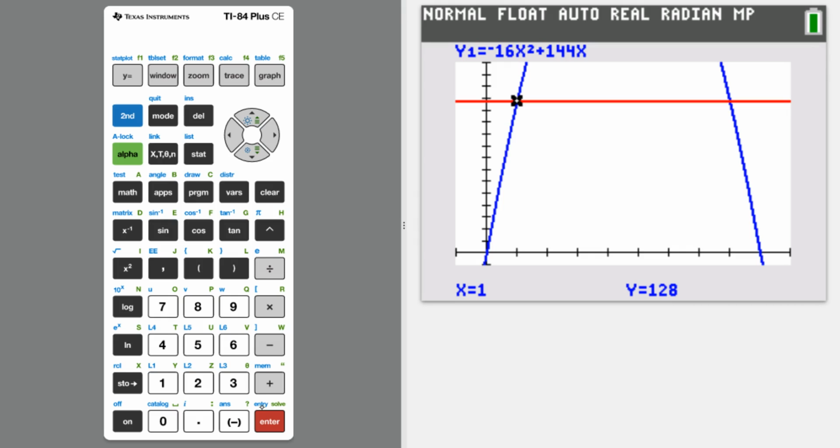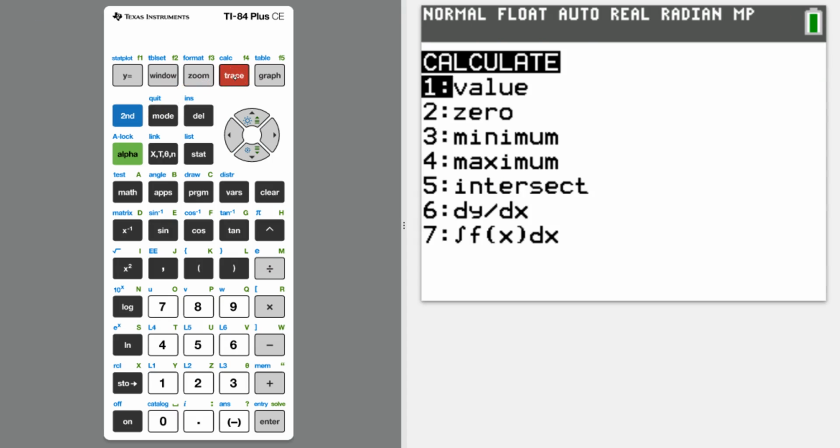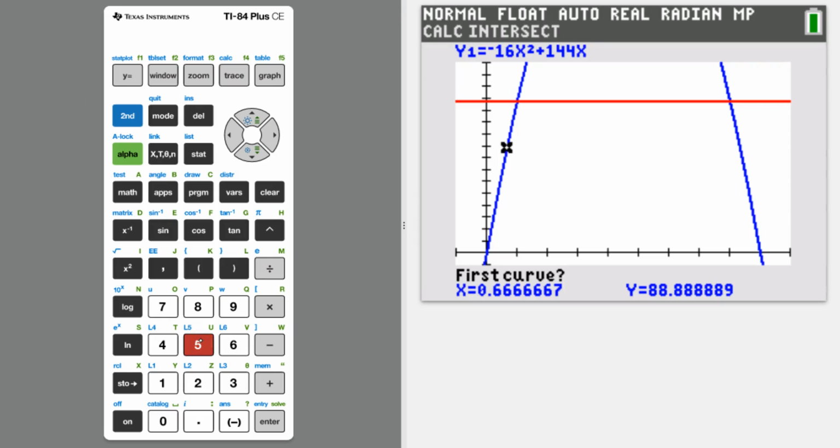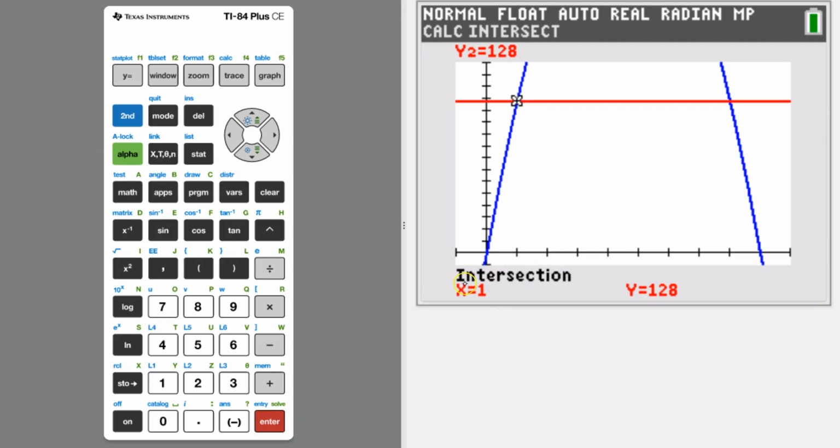Now I don't really want to just guess at those numbers, so what we would do is to find the intersection point, we would go into the calculate menu, which is second, trace, and then we choose number 5, intersect, and then we put the cursor on the first curve and press enter, put the cursor on the second curve and press enter, and then move the cursor over closer to the intersection point and press enter. And you see at the bottom of the screen, you have the intersection point, 1, 128. So at time 1 is when the object starts to be greater than 128 feet.